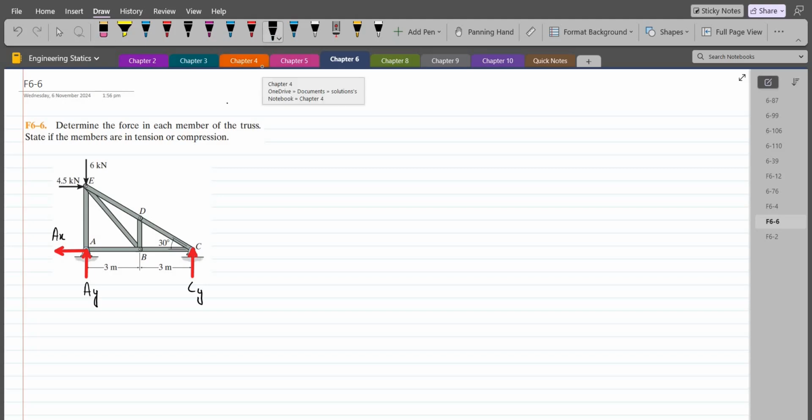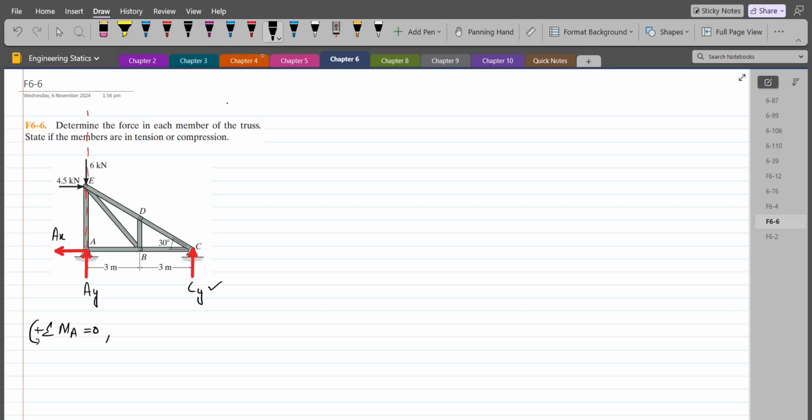So our first equation is summation of moments at point A equals 0. I'm considering counterclockwise direction as positive. AX and AY will not produce any moment about point A because they are passing through it, so they don't have any moment arm. The line of action of the 6 kN force is passing through the joint A, so this force will not produce any moment about joint A as well.